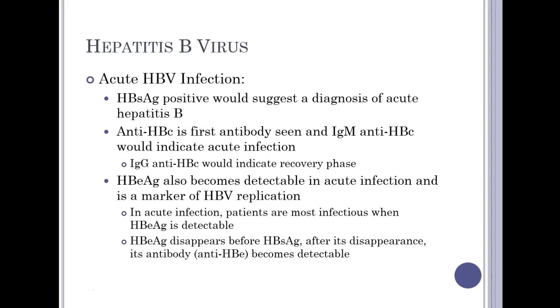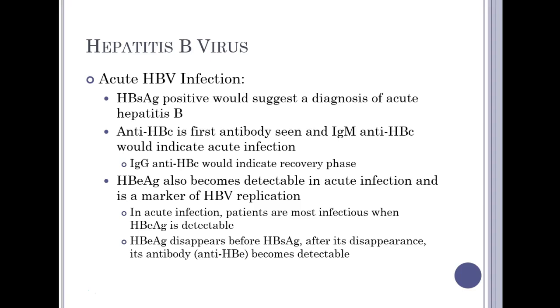When you have an acute hepatitis B infection, your hepatitis B surface antigen would be positive, which is a diagnosis of acute hepatitis B. After that, the anti-hepatitis B core is the first antibody, and the IgM anti-hepatitis B core would indicate acute infection. IgG hepatitis B core means that you're in the recovery phase. Okay, so that's nothing new to you guys. You've learned that IgM is first, IgG will come in later.